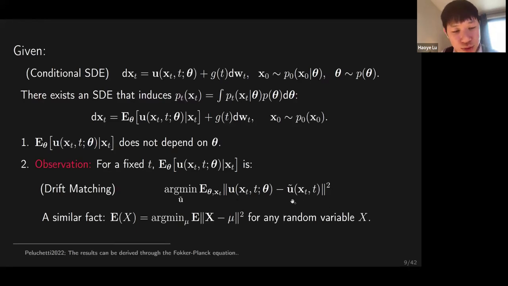To see why this is true, let's consider a simpler case. Basically, we see this in many undergraduate stats courses. It says the mean of a distribution is always the minimizer of its second moment for an arbitrary random variable x. And this is basically a similar case, just with some additional parameters.